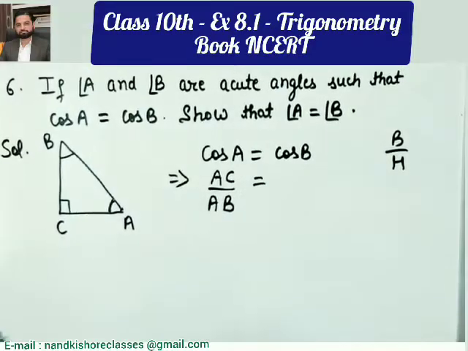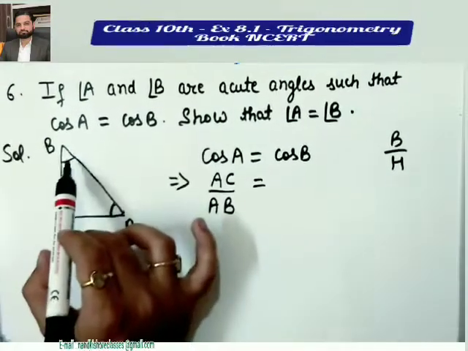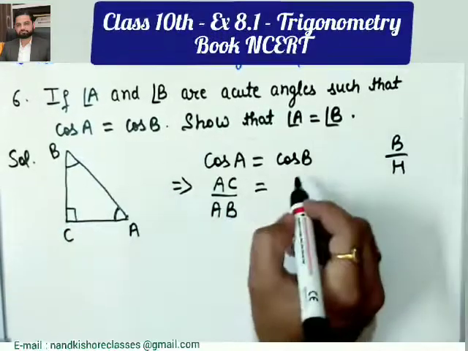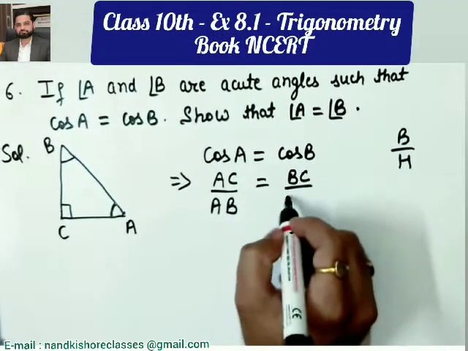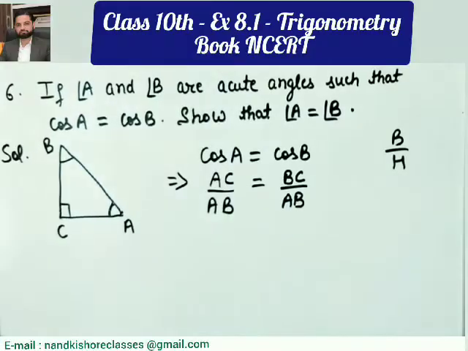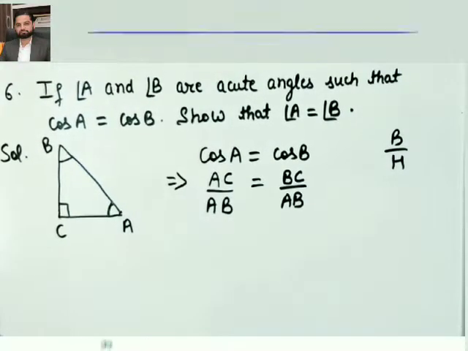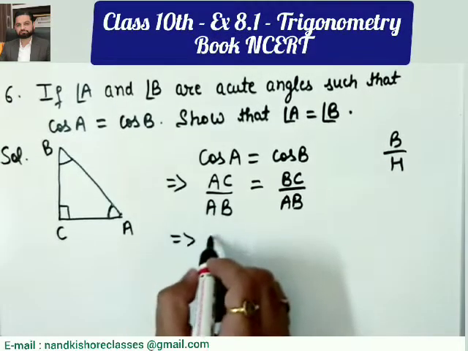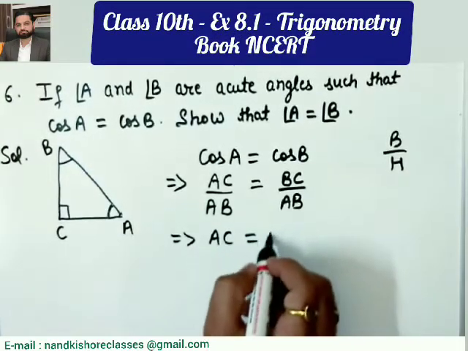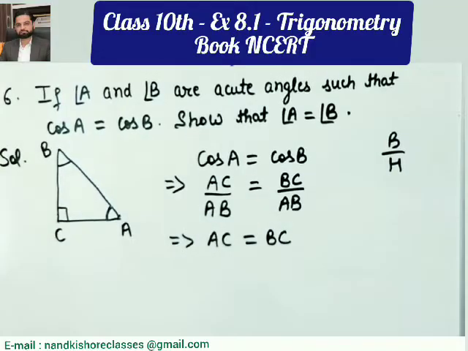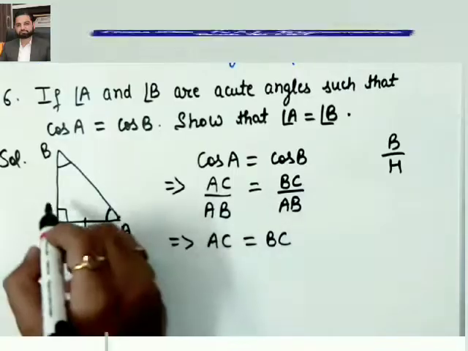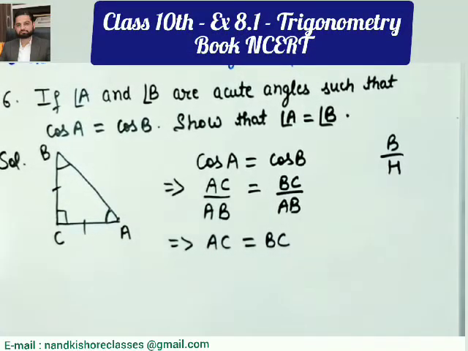For cos B, now the angle is B, so B and 90 degree, the base is BC here. Hypotenuse, no doubt, remains the same, it is AB. Now on both sides AB is there in the denominator, which can be cancelled. So what we get out of it is AC is equal to BC. Now have a look on the diagram. Here it is AC and here it is BC.